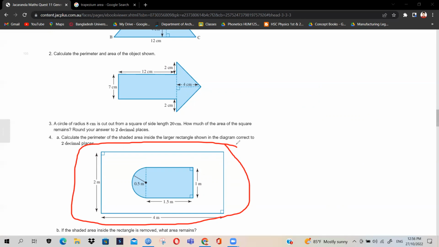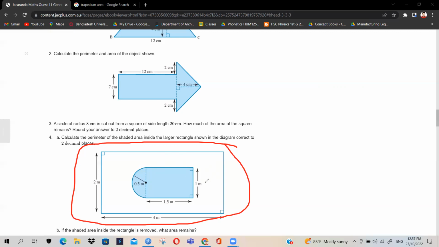You split the two shapes into a rectangle and a semicircle. For the rectangle, the perimeter is fairly easy, right? As 1.5 plus 1 plus 1.5 plus 1. That is our perimeter. But what would it be for the semicircle?